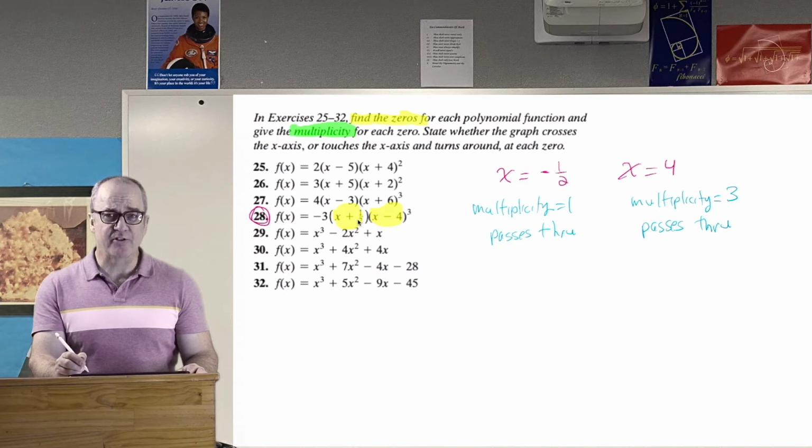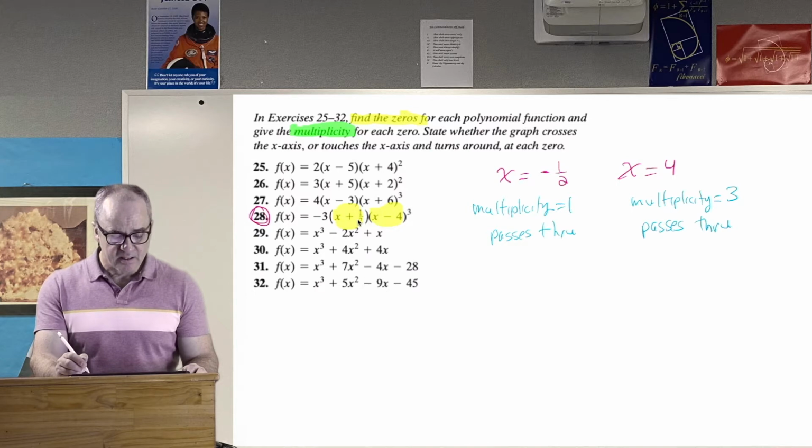In order to bounce off the x-axis like we talked about the other day in class, it has to have an even multiplicity, and this one does not. So I think we did answer all the questions there.